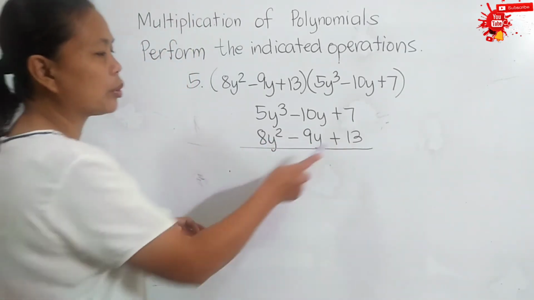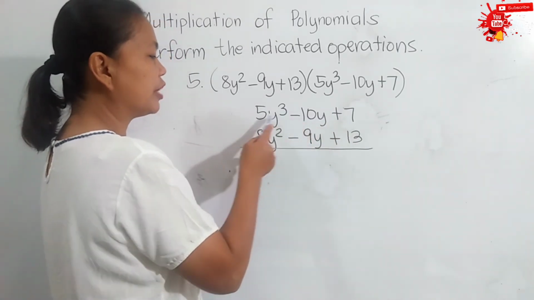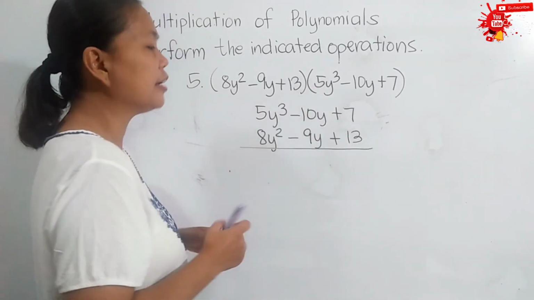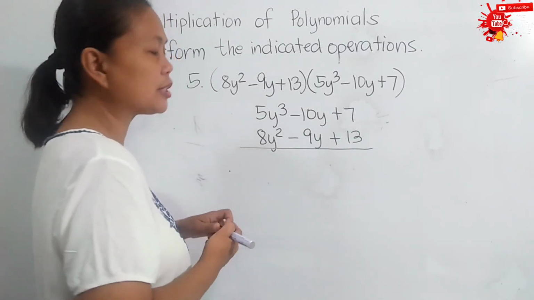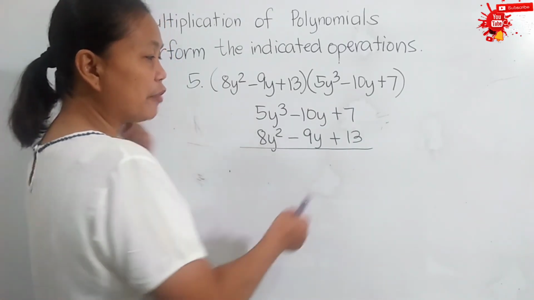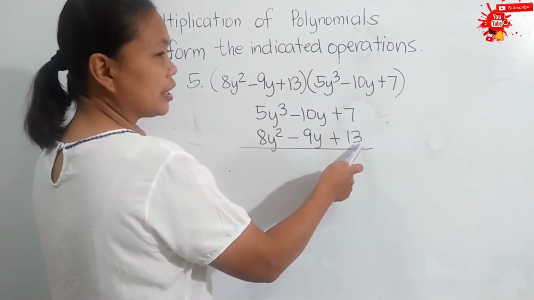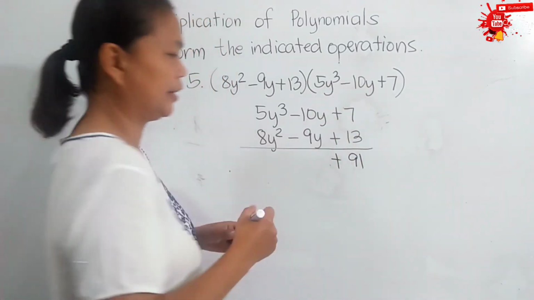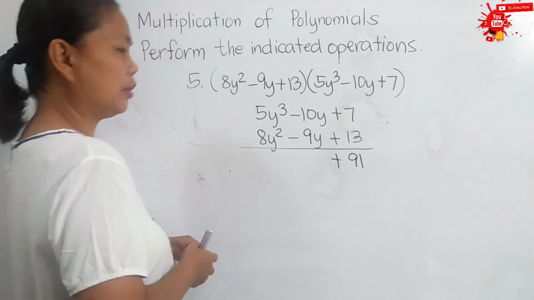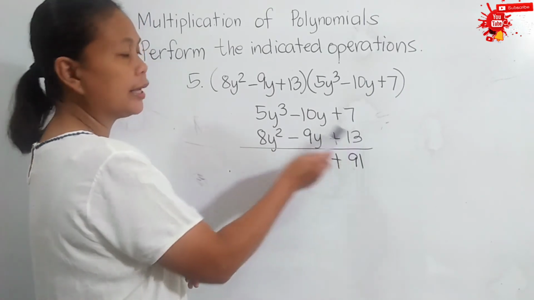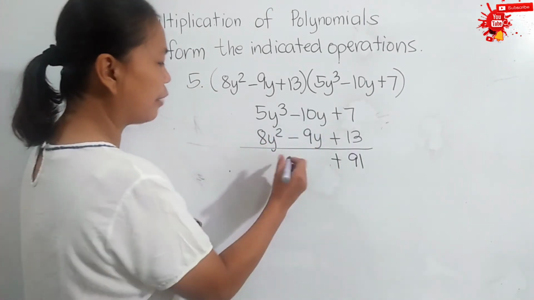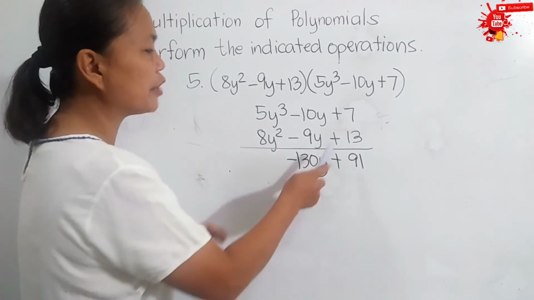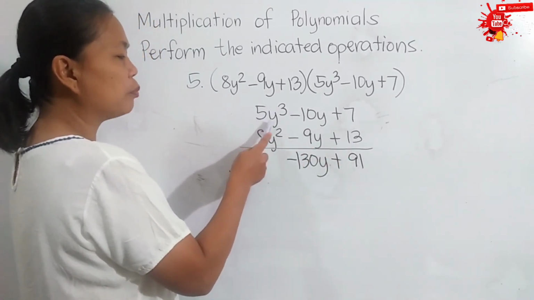Okay? So it means that we will multiply 13 to each term of the given polynomial 5y cubed minus 10y plus 7. Okay? So we have here positive 13 times positive 7. So we have positive 91. Okay? Then we have here positive 13 times negative 10y. So we have negative 130y. And then we have here positive 13 times 5y cubed.